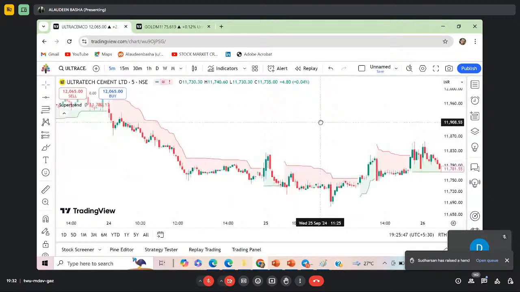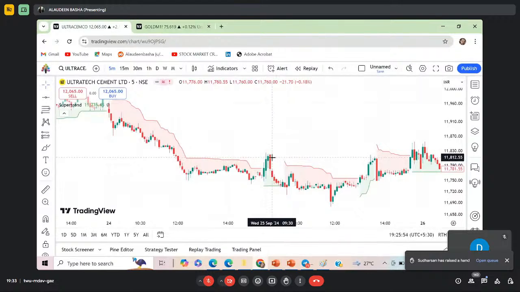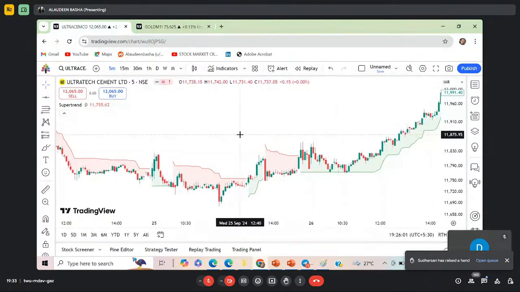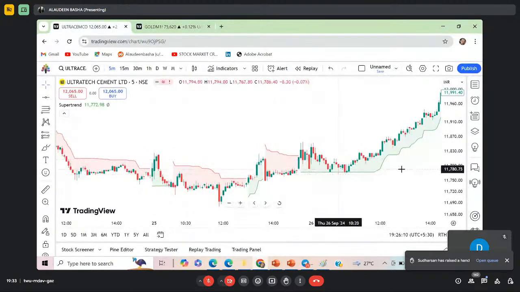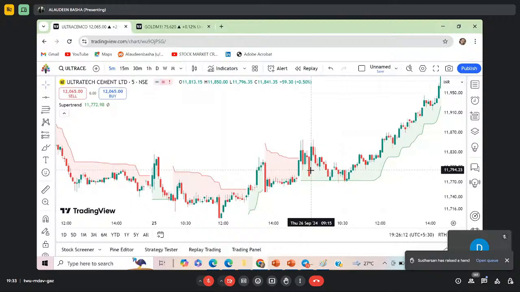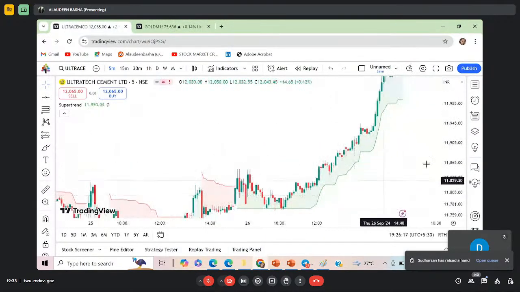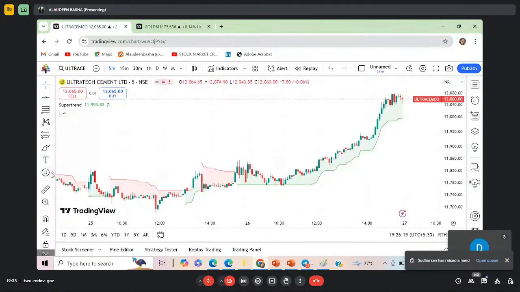So market open at 9:15. Yes, 9:15, September 26th. Market opens positive today because it is in a buy trend. It indicates, as per the Super Trend, the market opened in a buy trend. So once you buy in this scenario, it will go up only, buy today.